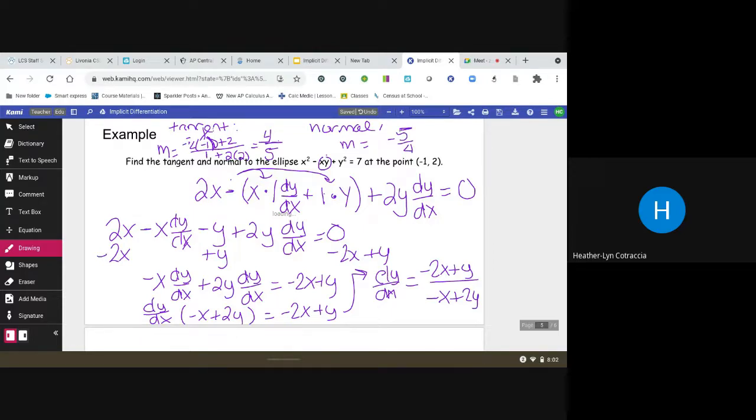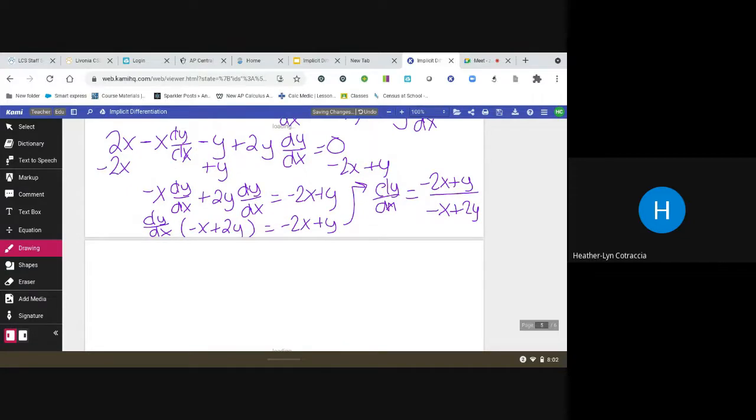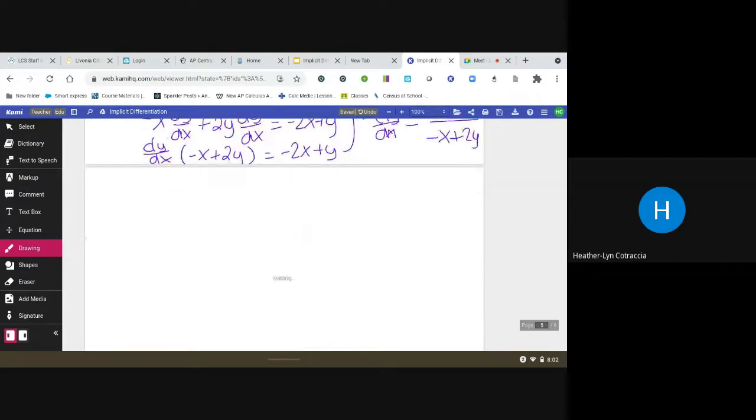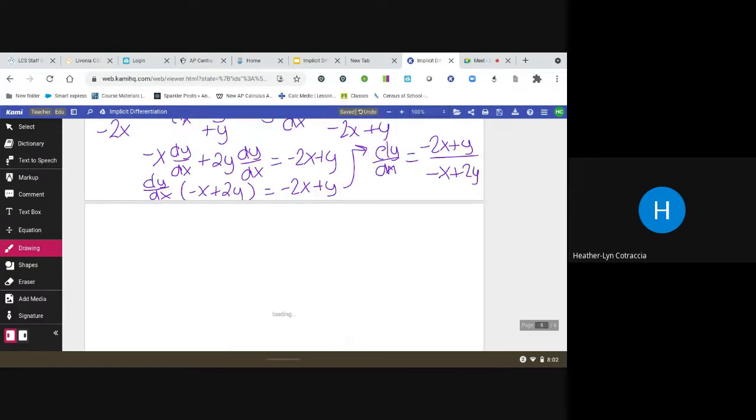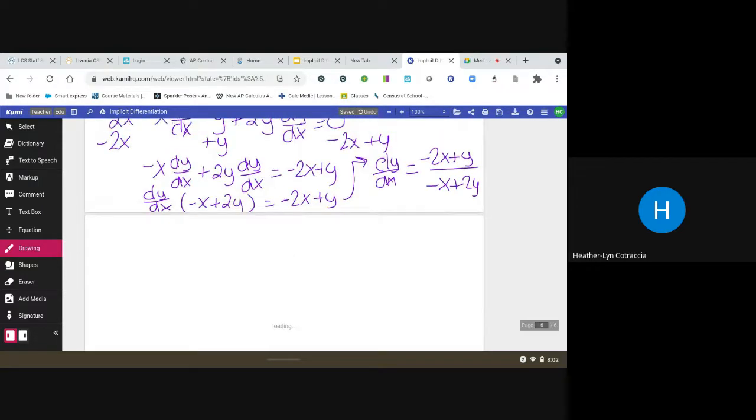Okay, so implicit's not horrible, hopefully. Hopefully you can see how that works. And all you need to do is just, like I said, take the derivative with respect to x, and whenever you see a y, tack on a dy dx, something like that. So there actually is one more question.